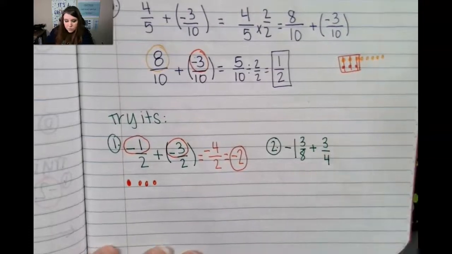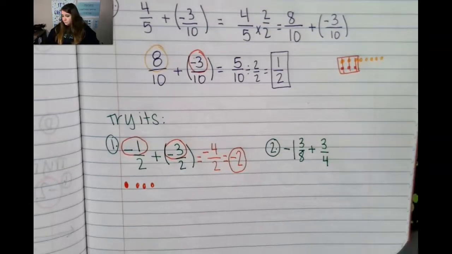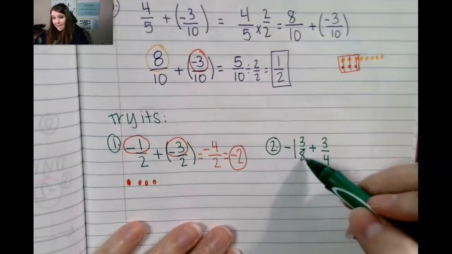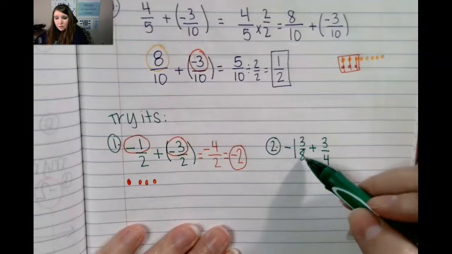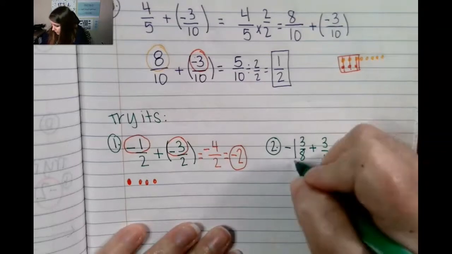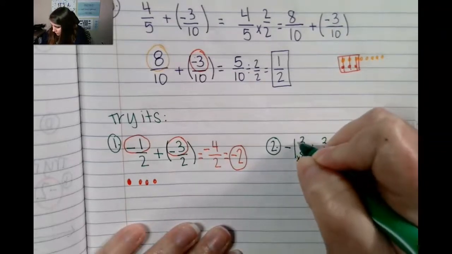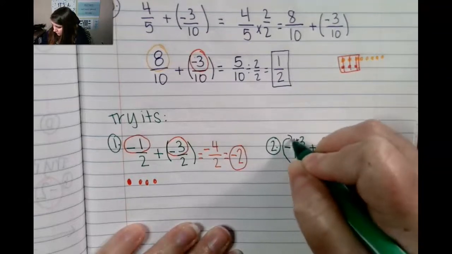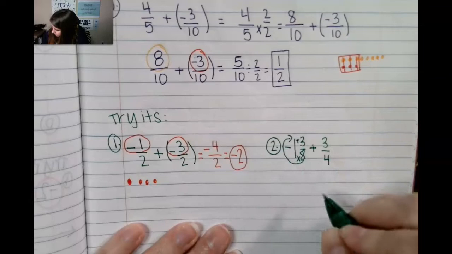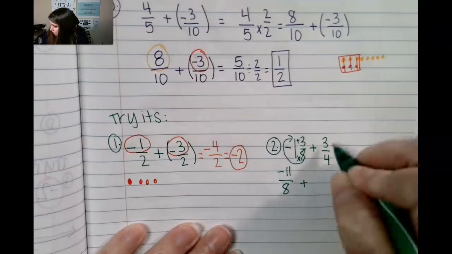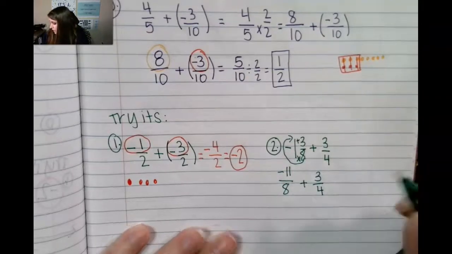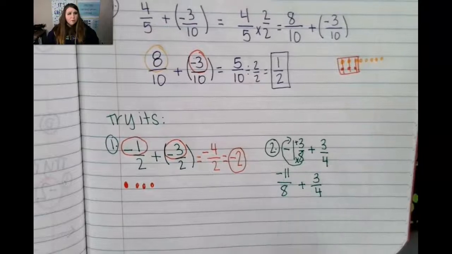This one I need to convert to an improper fraction first, and I can convert that by remembering that 1 whole is like 8 out of 8. So 8 out of 8 plus 3 gives me 11 over 8, or I could go like this, 8 times 1 plus 3 and go around in a circle like this. So 8 times 1 is 8, plus 3 is 11, negative 11 over 8, plus I have 3/4. Okay, now I have an improper fraction.